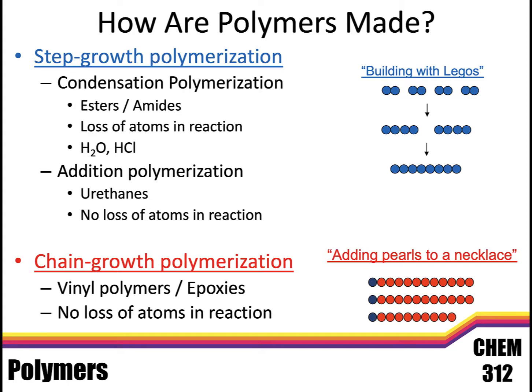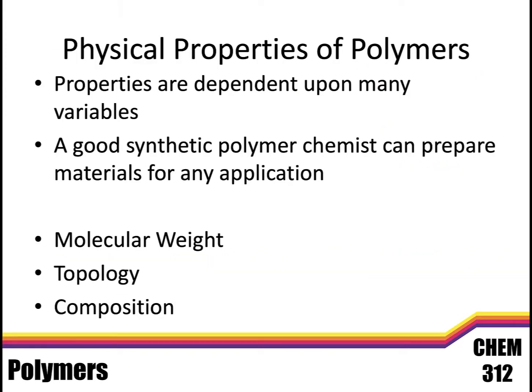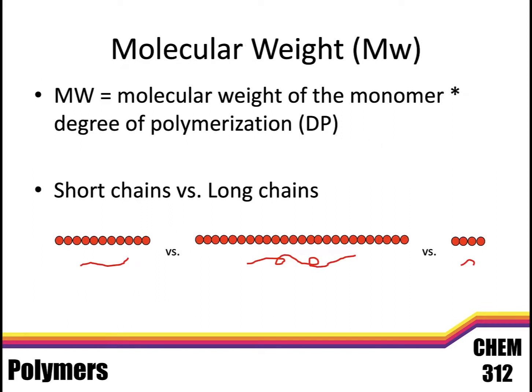So we can continue to see how these chains grow. We can actually alter and control the physical properties of polymers by changing the monomers, but we can also change the physical properties based on how it's built. If we can control the molecular weight, the topology, and the composition, we can change what a polymer can do. The molecular weight is really just the chain length, right? Long chains, short chains, medium length chains, all of these will impact the physical properties of the polymer.